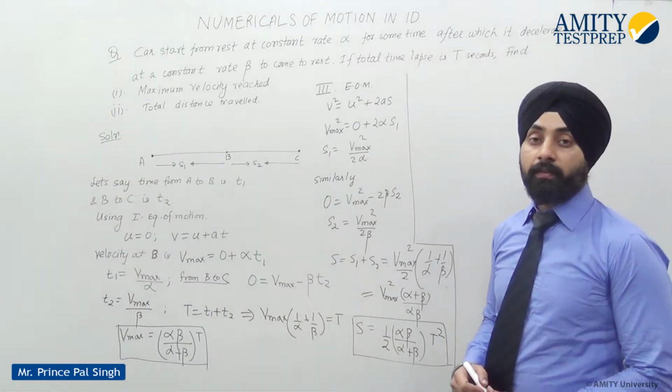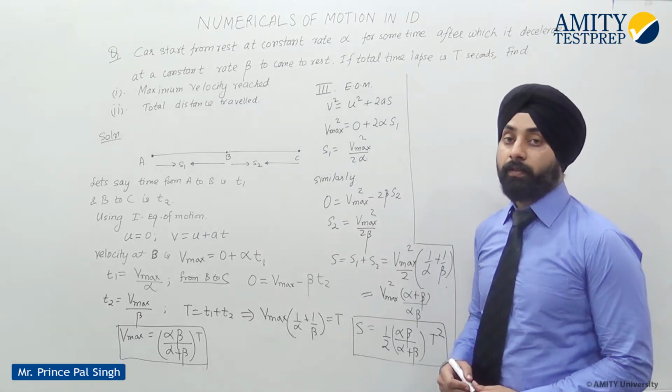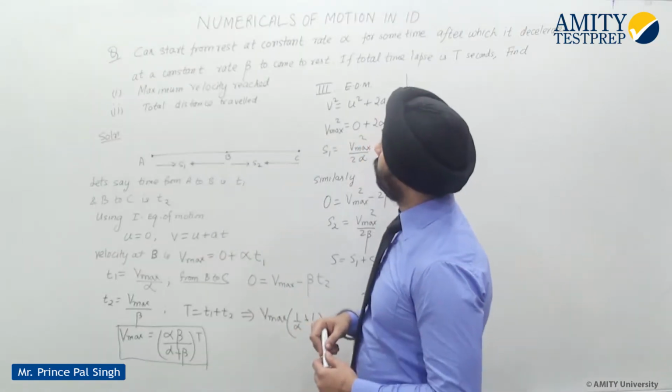Today we will discuss numericals in kinematics, that is numericals in motion in one dimension. Here is a numerical. A car starts from rest at a constant rate alpha.